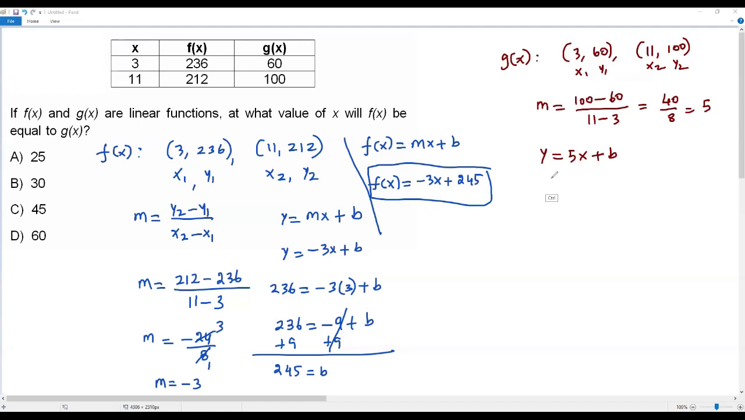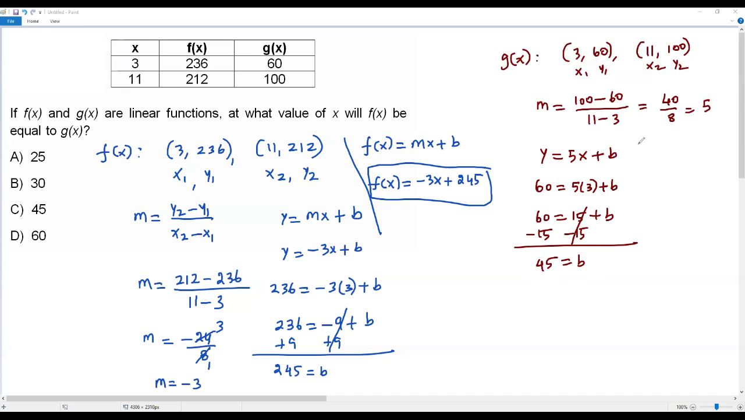When I do so, I'm getting 60 equals 5 times 3 plus b. So then I'm getting 60 equals 15 plus b. Let me subtract 15 from both sides. When I do so, this positive 15 and negative 15 cancel. I'm getting 60 minus 15, which is 45, equals b. Okay, now I got the y-coordinate of the y-intercept for the linear function g of x.